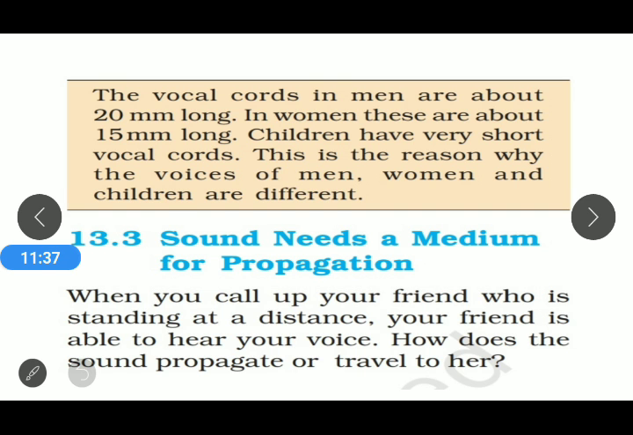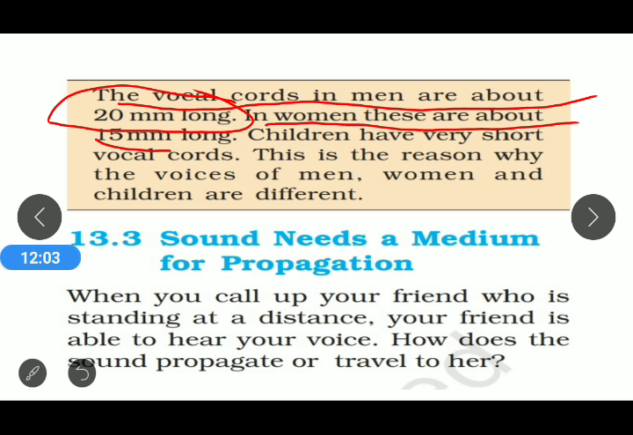The reason is vocal cord. The vocal cords in a man are about 20 millimeter long. That means the size or length of the vocal cord is about 20 millimeter long. In women, these are about 15 millimeter long, whereas children have a very short vocal cord.